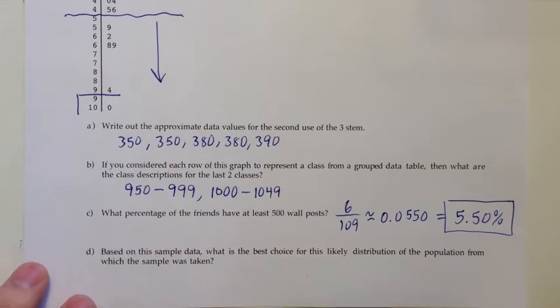And then, based on this sample, what is the best choice for the likely distribution of the population from which this sample was taken? So that's a little bit of a tricky question because this is all 109 of my Facebook friends, but I guess we could imagine this to be if I started adding more and more friends and I got all of the friends that I could possibly have, what would the shape be?